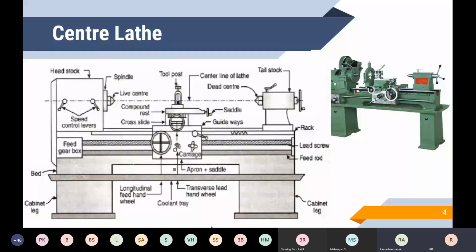Before going to the center lathe specifications and other things, we should know what machining is. Machining is the process in which a piece of raw material is cut into the desired final shape and size by a controlled material removal process. Turning is also one type of machining. It is the material removal process used to create rotational parts by cutting away unwanted material from the workpiece. That's the most important.